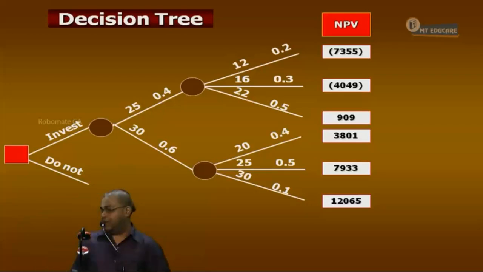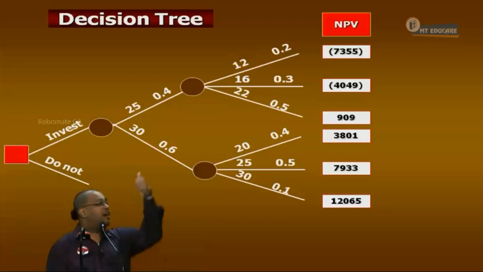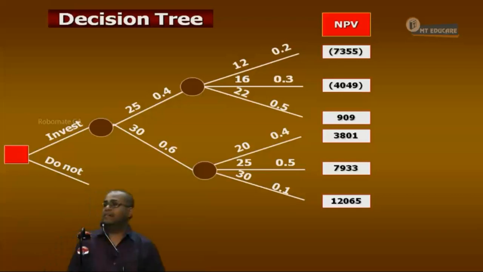Now, I'll ask you a question. I toss a coin. What is the probability of head? 0.5. What is the probability of tails? Correct, head probability is 0.5, tails is 0.5. The probability of head or tail is what? 1.